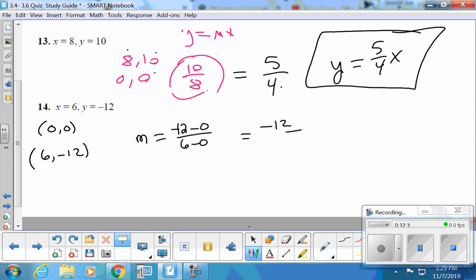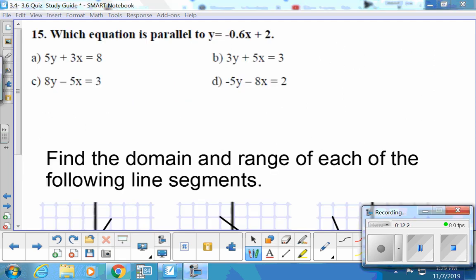So it's a negative 12 on top and a 6 on bottom. So here's my final answer with the correct slope in it.